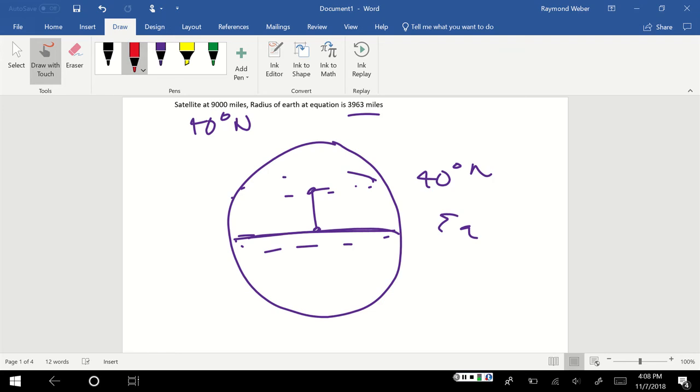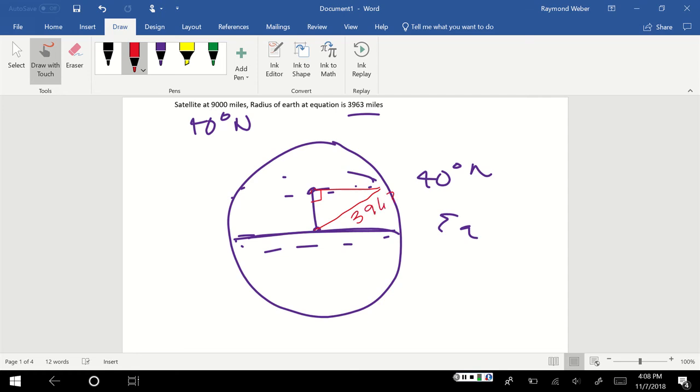So to figure out about the satellite that's circling at 40 degrees north, we need to first figure out the radius at 40 degrees north. And we're going to use it to find a couple of things. So here's the first thing. I'm going to draw a triangle right here, and this is a right angle. This is my 3,963 because I'm coming off the center of the Earth.